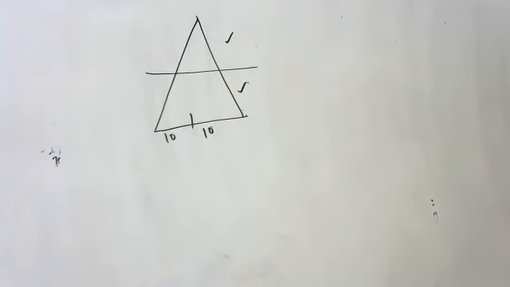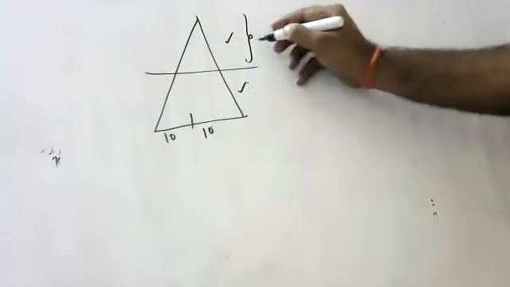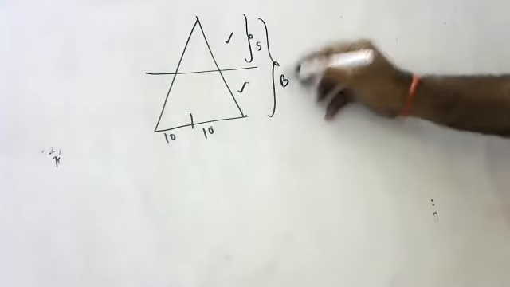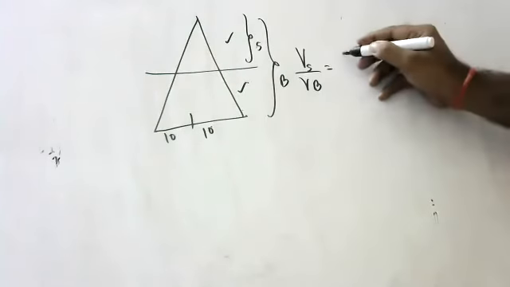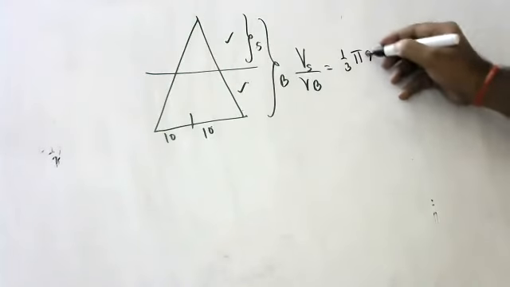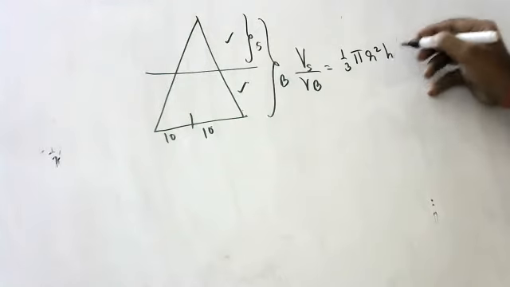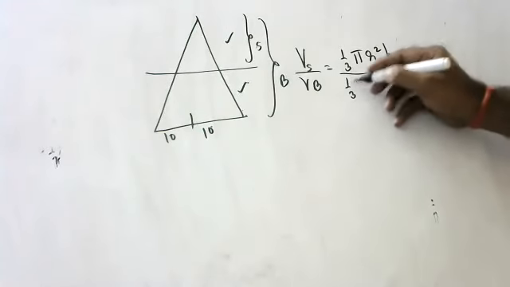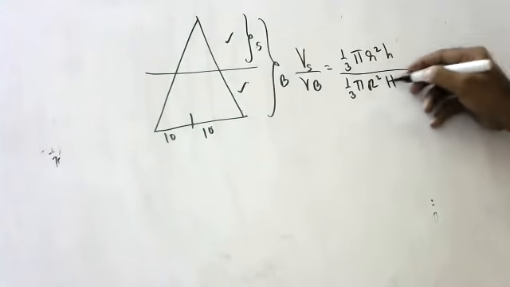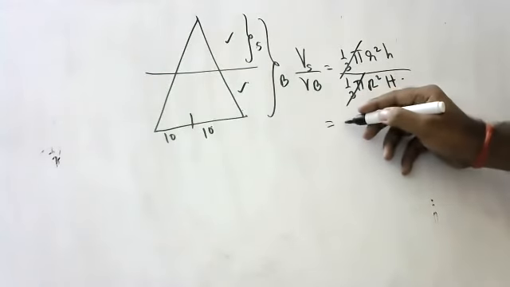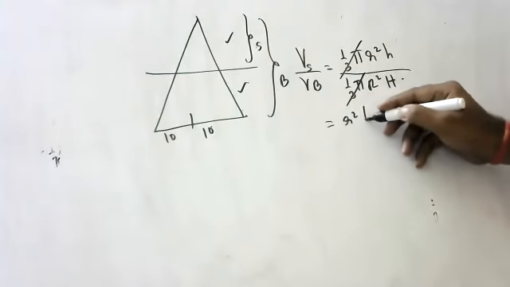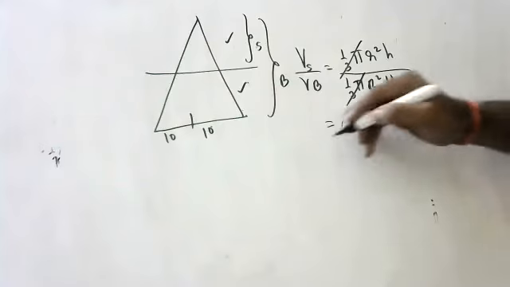This is the small cone, this is the big cone. Volume of small cone by volume of big cone is equal to 1 by 3 pi r square h by 1 by 3 pi R square H. 1 by 3 pi cancels. Is it possible?